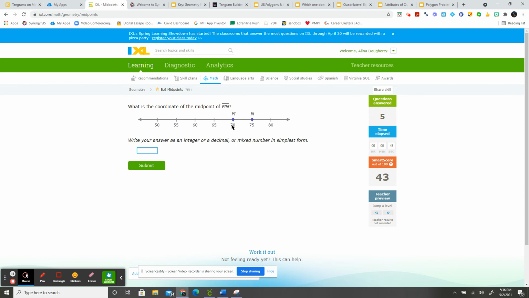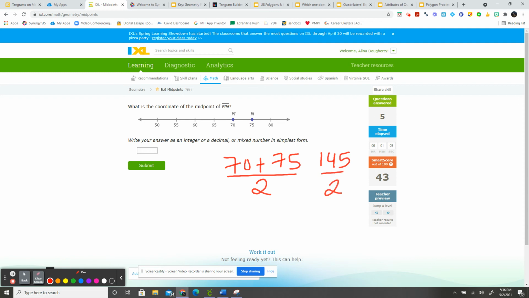Be careful, at some point they change intervals. So here, this is no longer counting by ones. So I need to do 70 plus 75 divided by 2. You're going to find the average. So 70 plus 75 is 145. Divided by 2 is going to equal 72.5. So I think my answer over here is going to be 72.5.